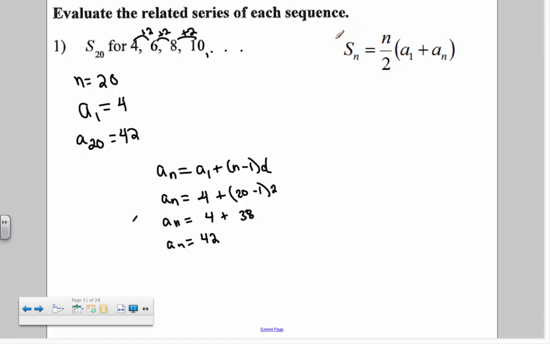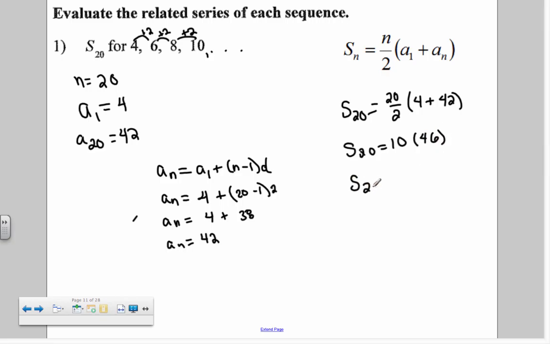So now I can use this formula here to find the sum. I want to find the sum of the first 20 terms. So I take 20, which is my n, and I divide it by 2. And I multiply that by the sum of my first term and my last term. If I simplify things here, this is really 10 times 46, which means the sum of the first 20 terms is 460.